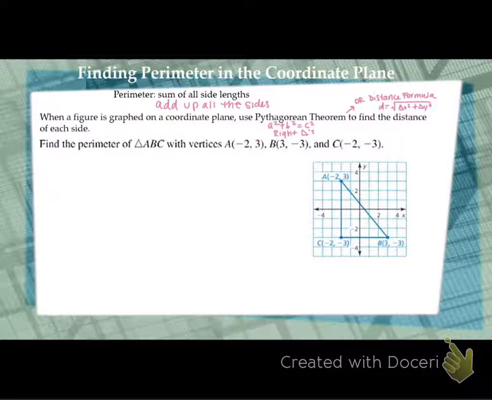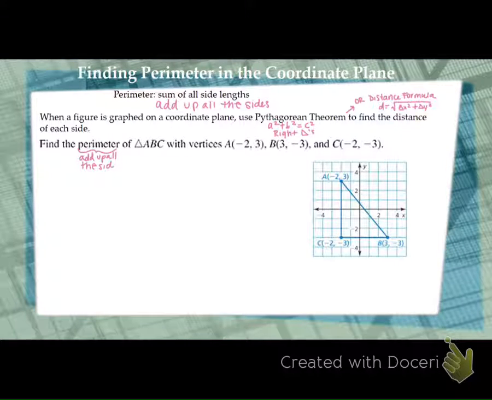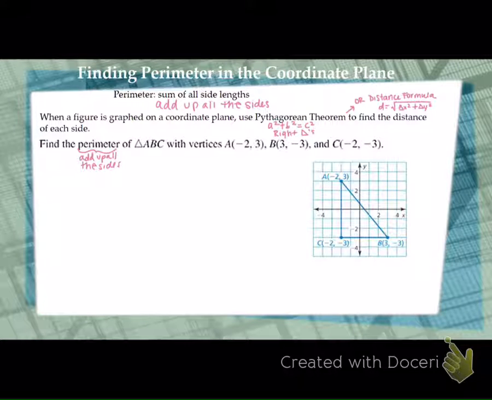Okay, it says, find the perimeter, which means add up all the sides, of triangle ABC with vertices A (-2, 3), B (3, -3), and C (-2, -3). So this one's already plotted for you. Some of them are not going to be plotted for you.